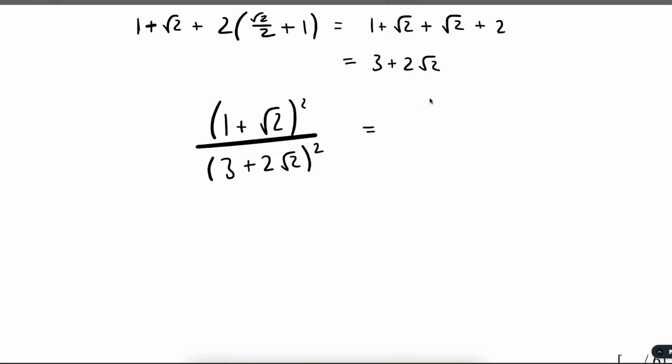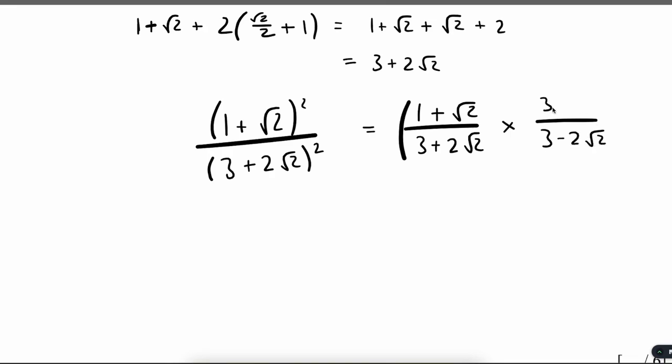So let's try and rationalise the denominator and see what we get. So this is going to be 1 plus root 2 over 3 plus 2 root 2. Now let's rationalise the denominator. 3 minus 2 root 2, 3 minus 2 root 2. Square both sides, or square the whole thing.